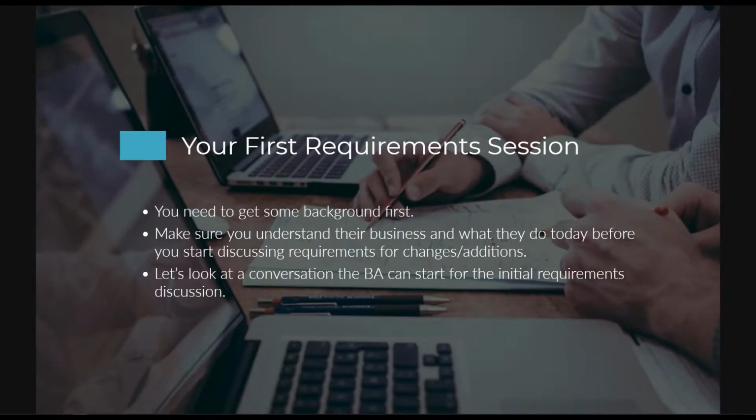So make sure you understand their business and what they do today before you start discussing requirements for changes or additions. So your first requirement session should always be about, hey, what are you doing now, right? Its current state is your first requirement session. So let's look at a conversation the BA can start for the initial requirements discussion.